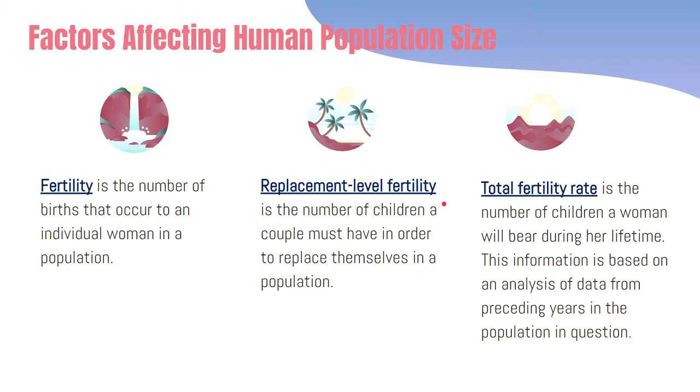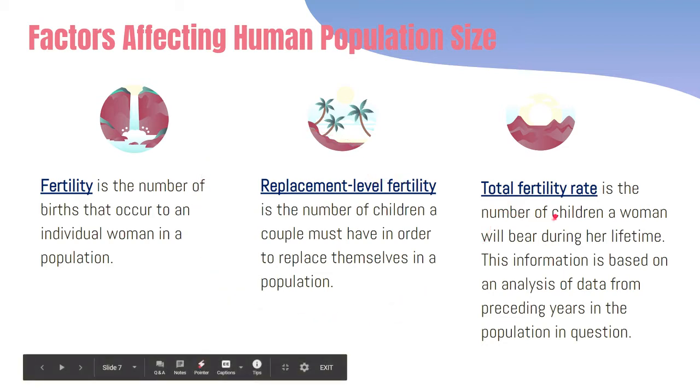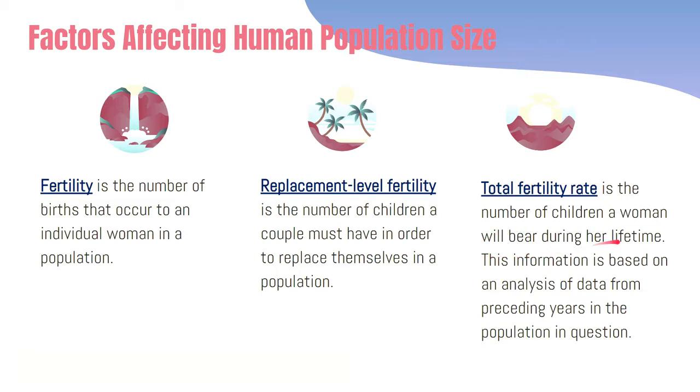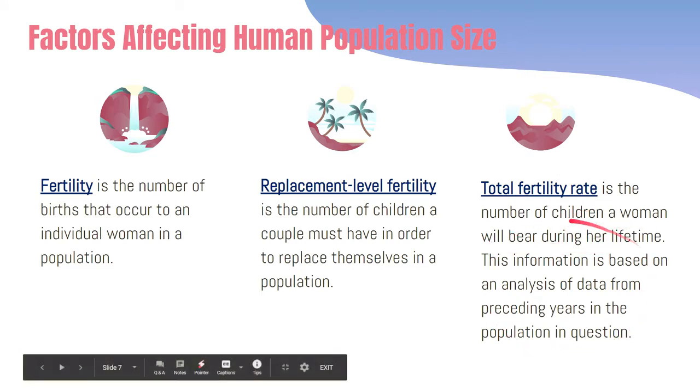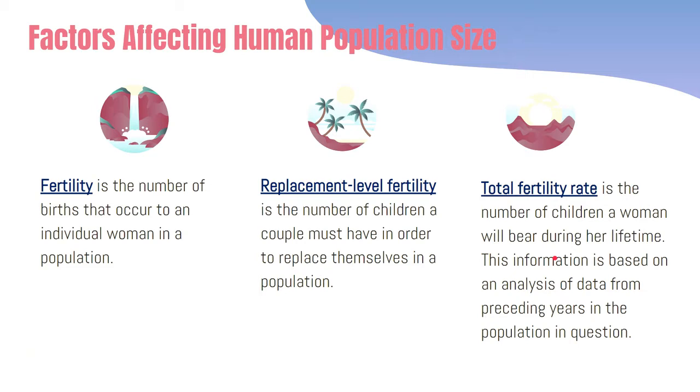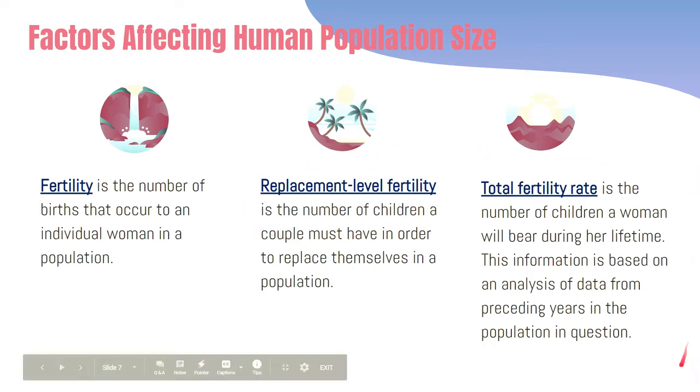They only have two children that will replace them in the population after they die. Okay? And total fertility rate is the number of children a woman will bear throughout her lifetime. So this is based on the analysis of data from the preceding years in the population in question. Total fertility rate and replacement level fertility are measured by nation or by country.